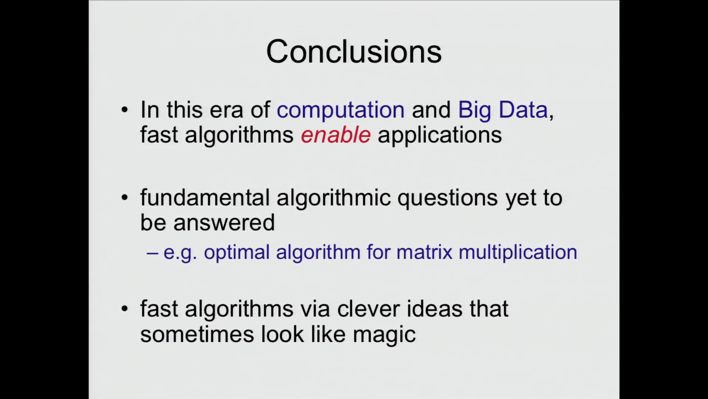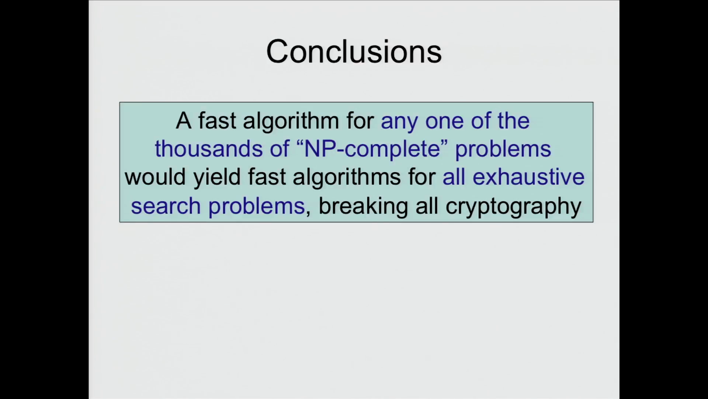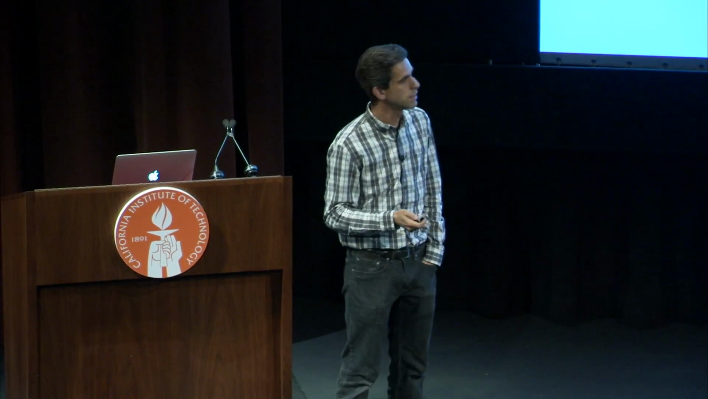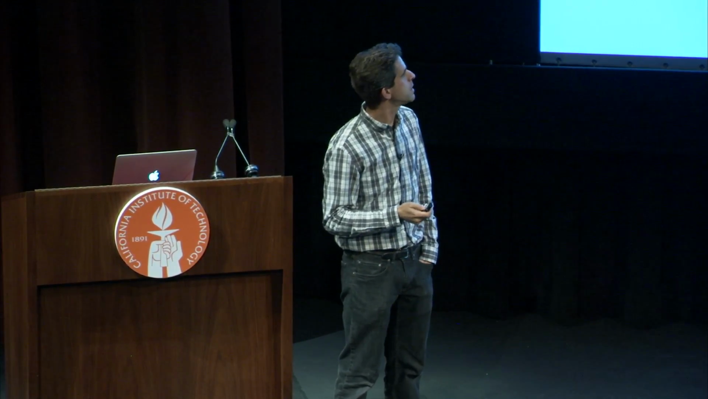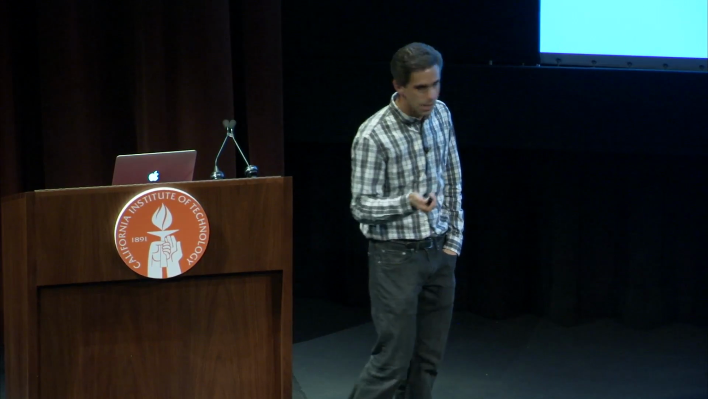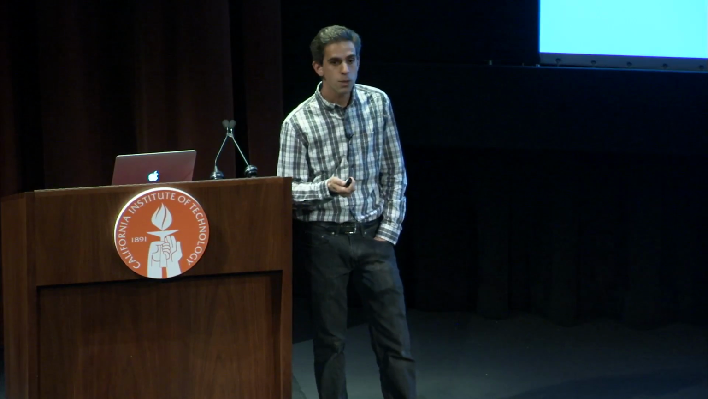Fast algorithms can be found via clever ideas that sometimes look like magic, but often have their basis in mathematics. And then this part that was very dramatically portrayed in the movie clip: a fast algorithm for any one of the thousands of NP-complete problems would yield fast algorithms for all exhaustive search problems. One consequence of that would be breaking all cryptography, and of course there would be many other consequences as well. And that's something that we don't know if that's true or not. We suspect that it's not, so you shouldn't worry too much, okay? But we don't know how to rule it out.